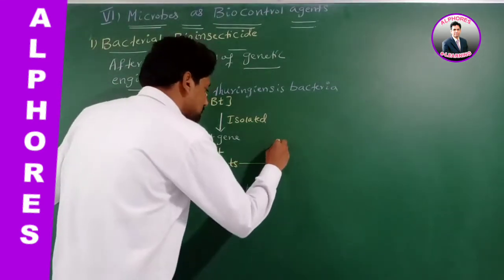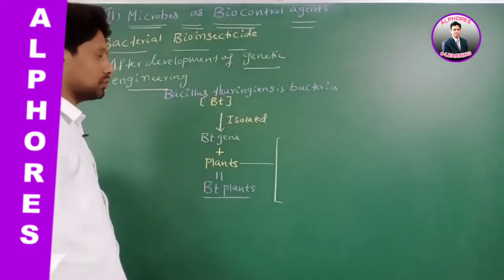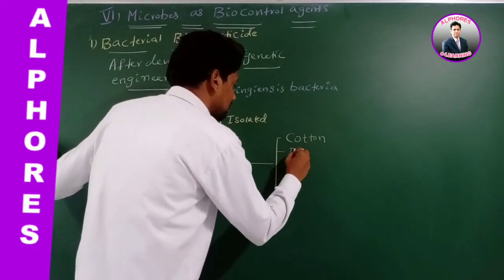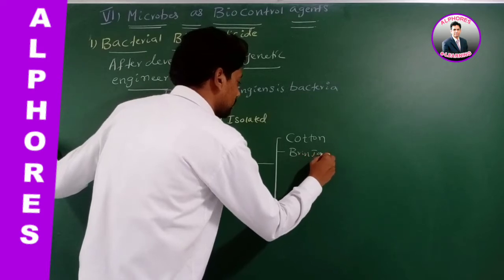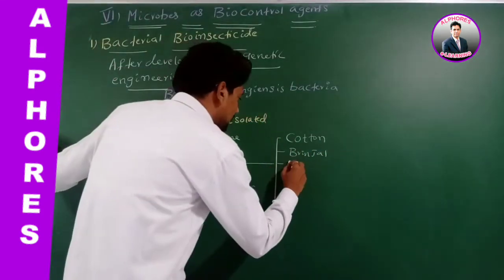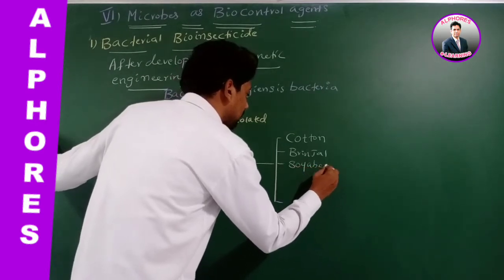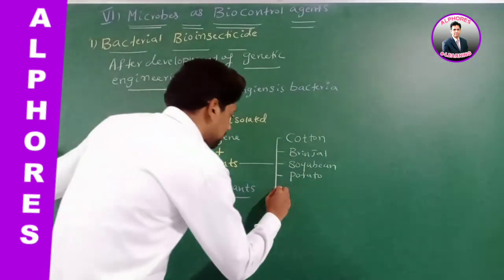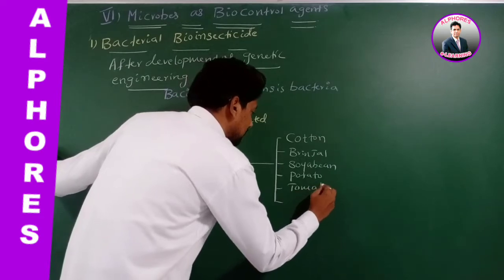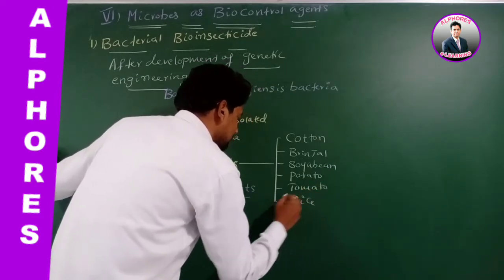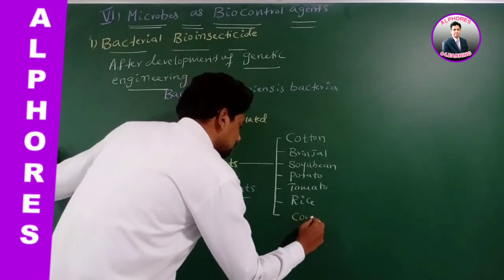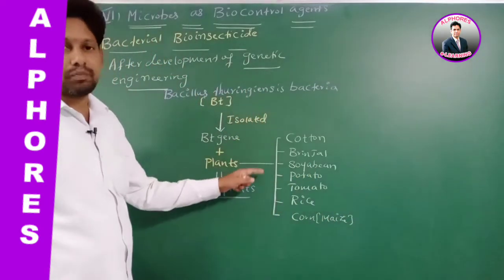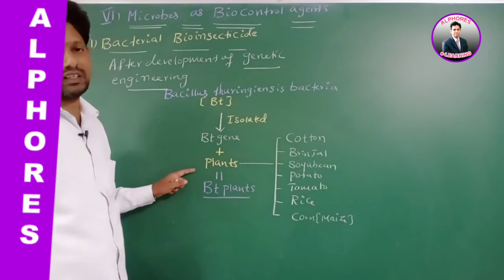Sir, this BT gene is introduced into which plants? Number one, cotton. Number two, brinjal. Number three, soyabean. Number four, potato. Number five, tomato. Number six, rice. Number seven, corn, maize, right? Therefore, these are some plants into which BT gene was introduced.